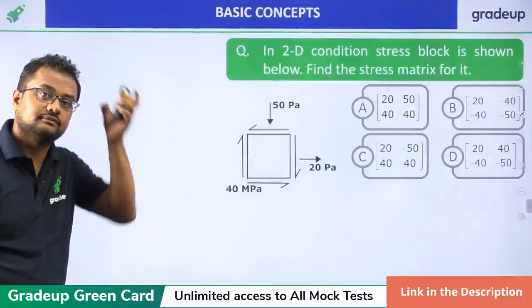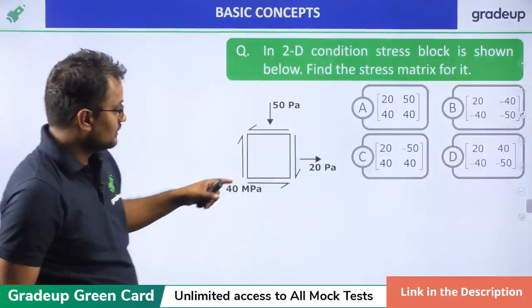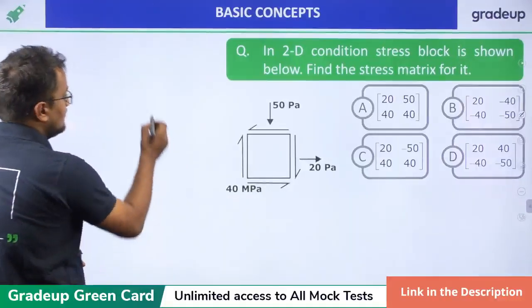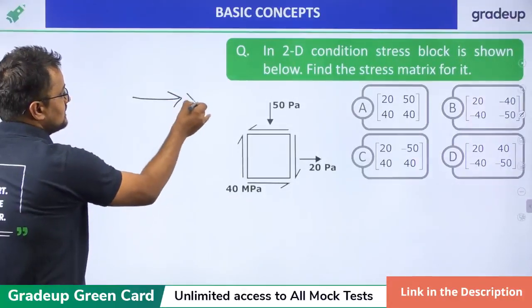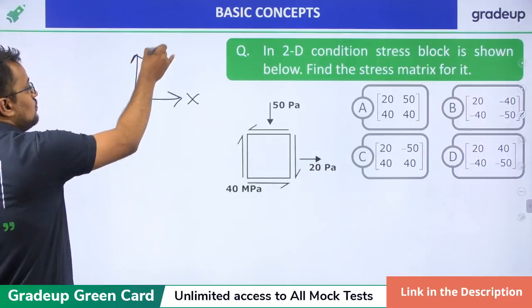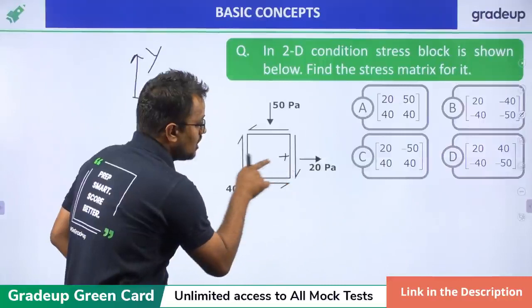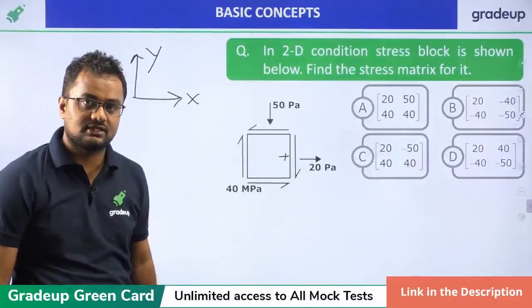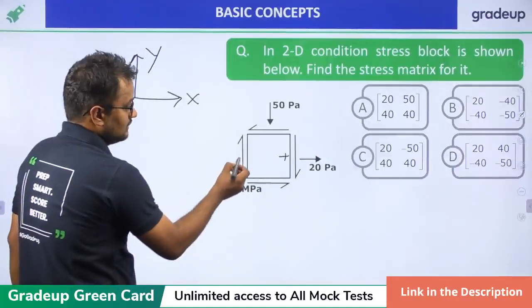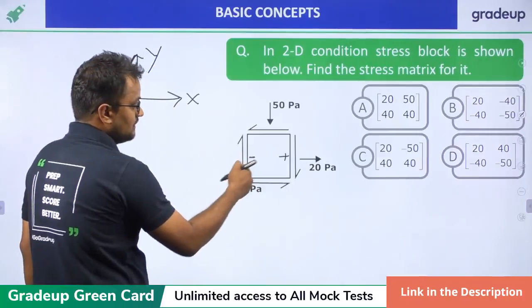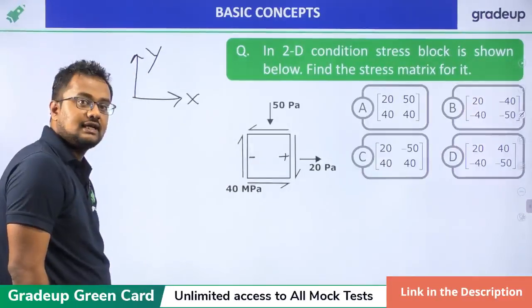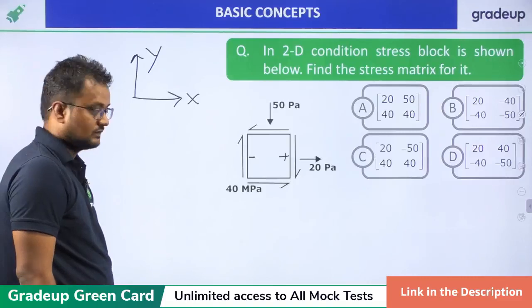Okay, see. Suppose first, let me show this direction. This is X direction and this is Y direction, okay? So this is positive phase because outward normal to it is in positive direction. And this is negative phase because outward normal to it is in negative direction.